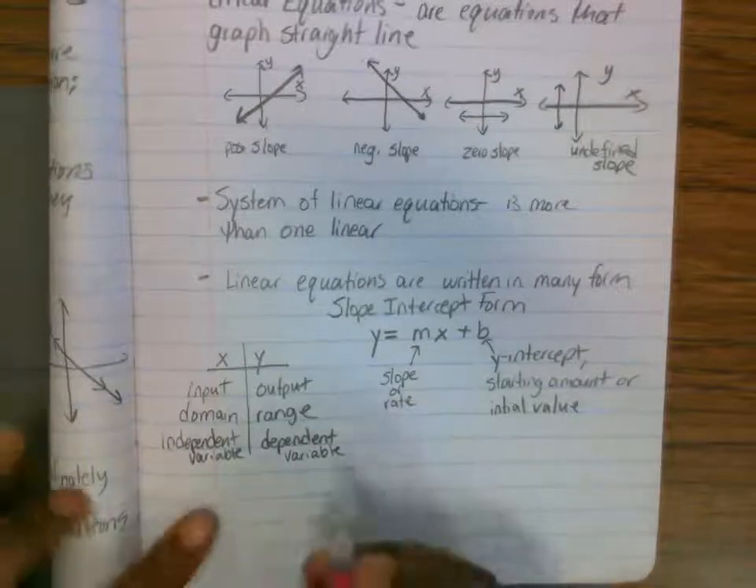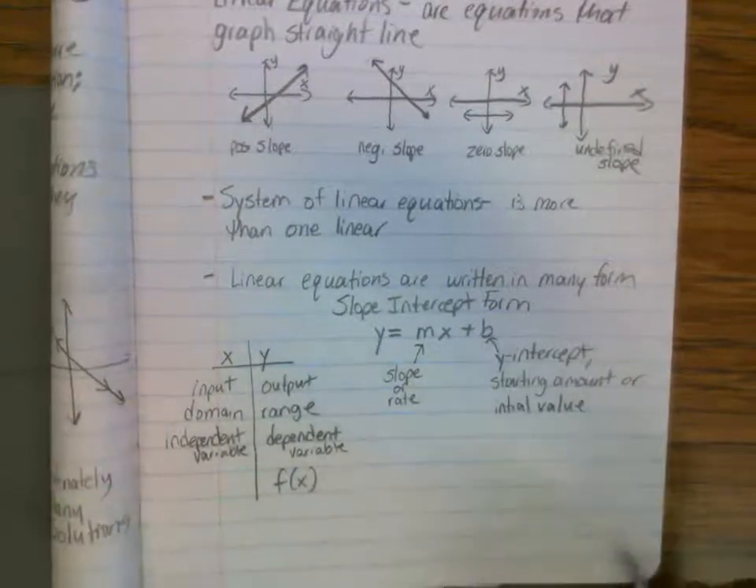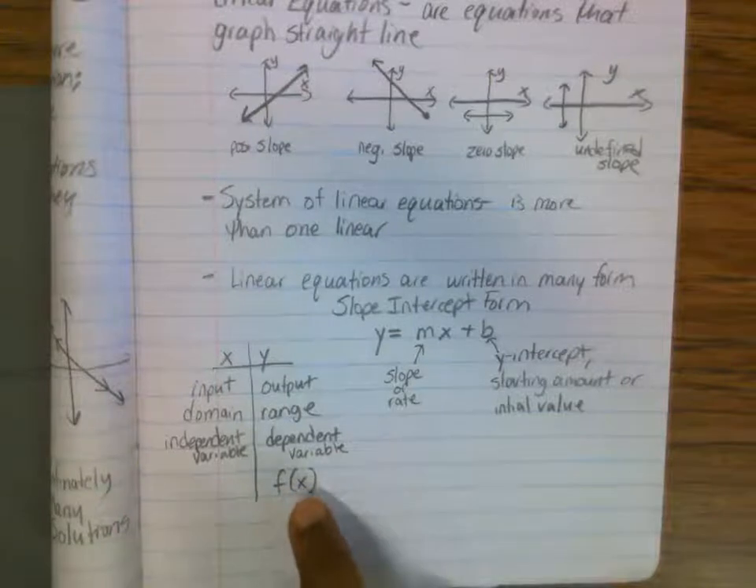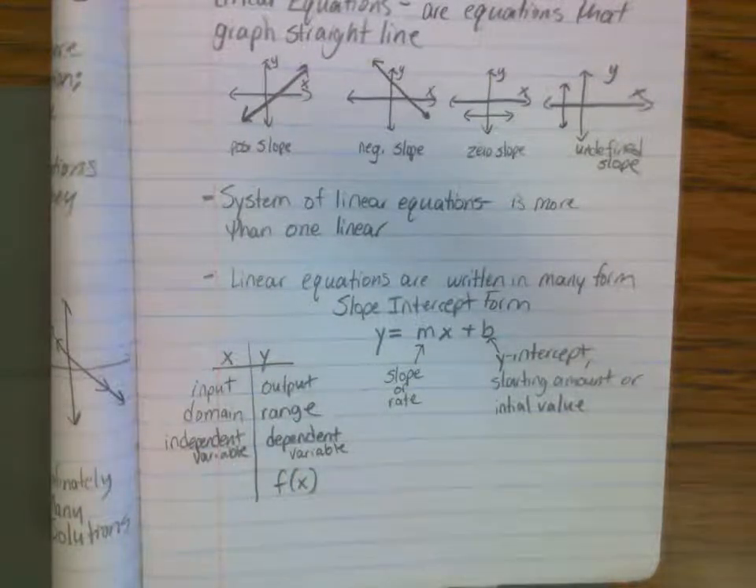And last, sometimes what you will see is f of x. f of x is the same as saying y, and y is the same as saying f of x. It's another way to write y. And I'll pause to give you a chance to write.